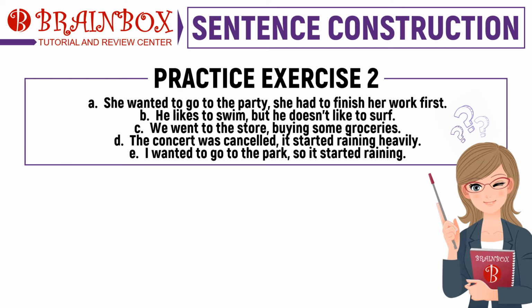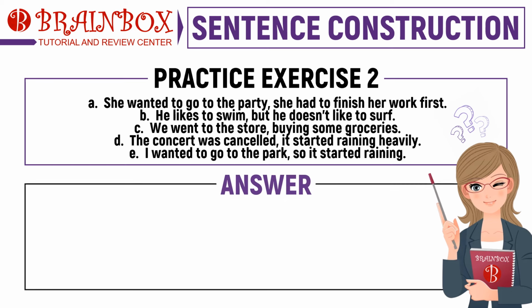For number 2, which sentence correctly combines two complete thoughts? A. She wanted to go to the party. She had to finish her work first. B. He likes to swim, but he doesn't like to surf. C. We went to the store, buying some groceries. D. The concert was cancelled. It started raining heavily. E. I wanted to go to the park, so it started raining. The timer starts now.